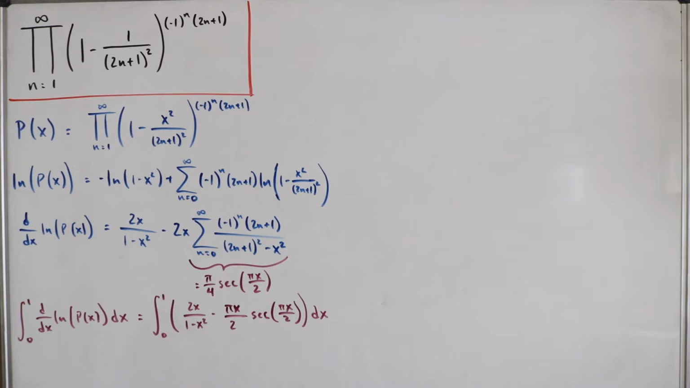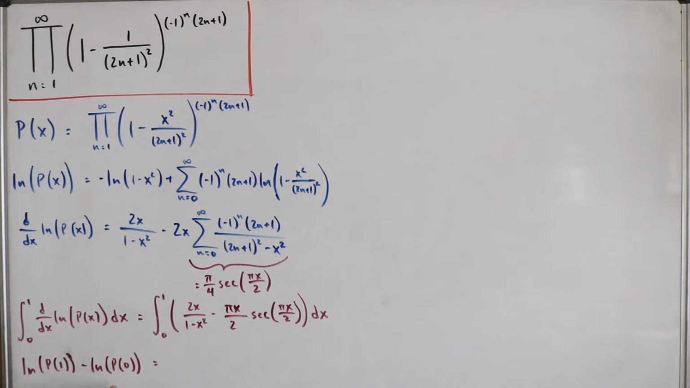As you notice, integrating a derivative just gets rid of itself, and then we evaluate this from 0 to 1. That leaves us with ln of p of 1, close that off, and then subtract the natural log of p evaluated at 0.